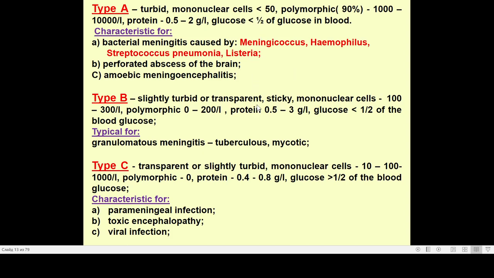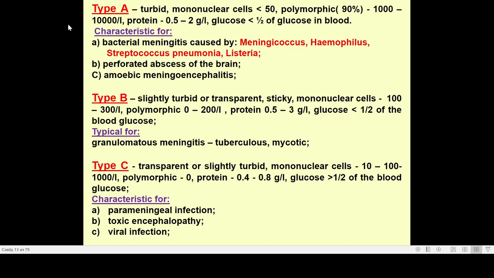Normal level of glucose in cerebrospinal fluid is 50-60% of blood concentration. Type C of changes is typical for serous meningitis, mostly viral meningitis: lymphocytes, mononuclear cells will prevail, protein level will be increased, glucose level will be normal.